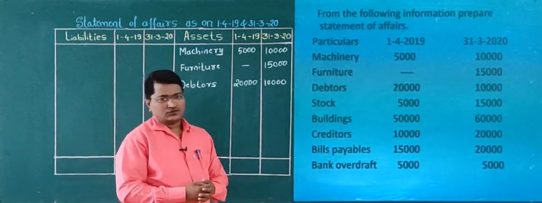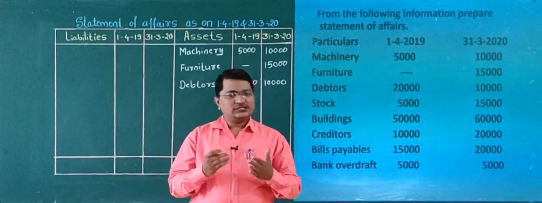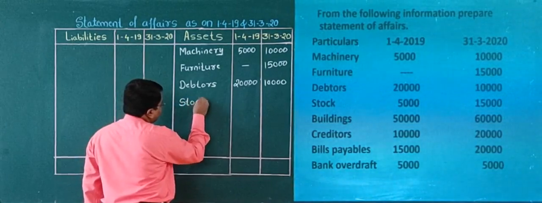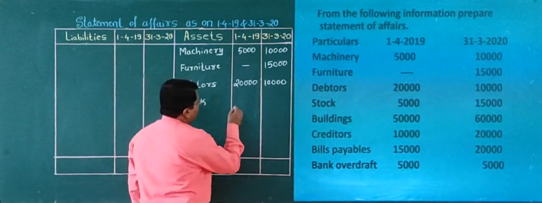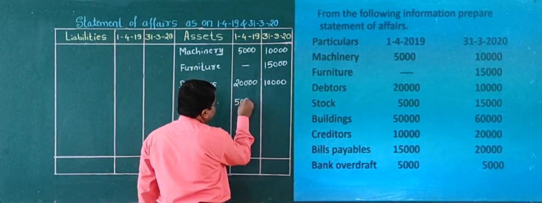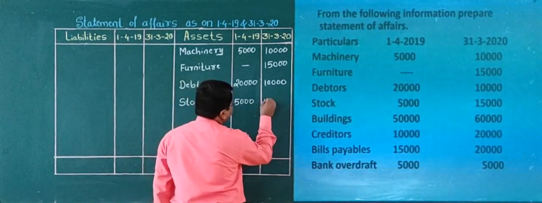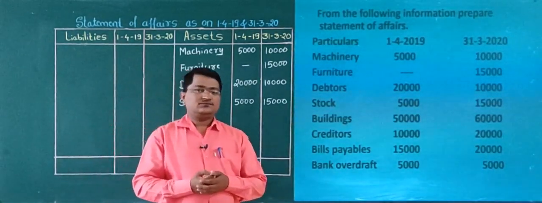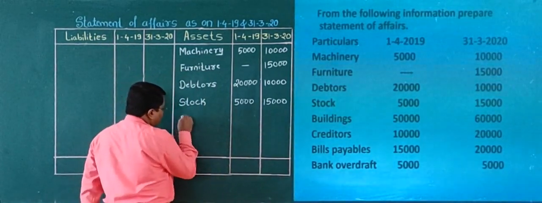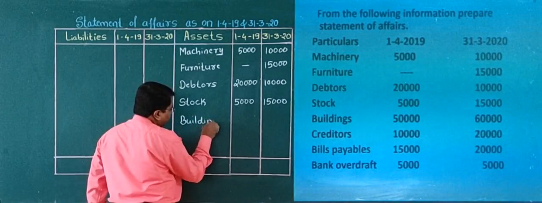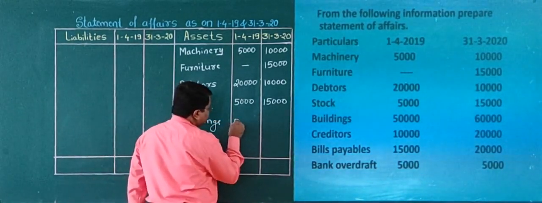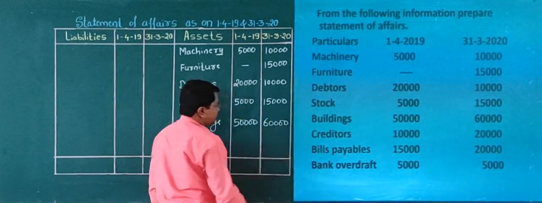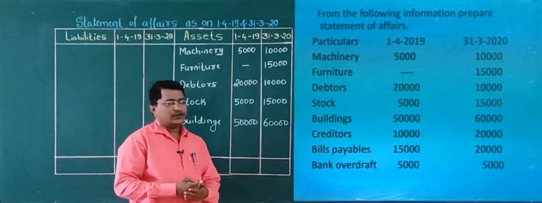Next, stock. Is stock an asset or liability? Yes, it is also an asset. So next I will record here stock. What's the amount of stock? Yes, opening 5,000, closing 15,000, right? And the next one is building, opening 50,000 and closing 60,000, right?